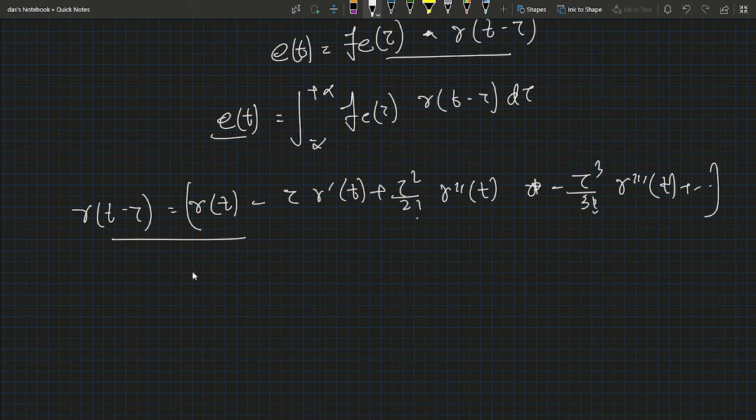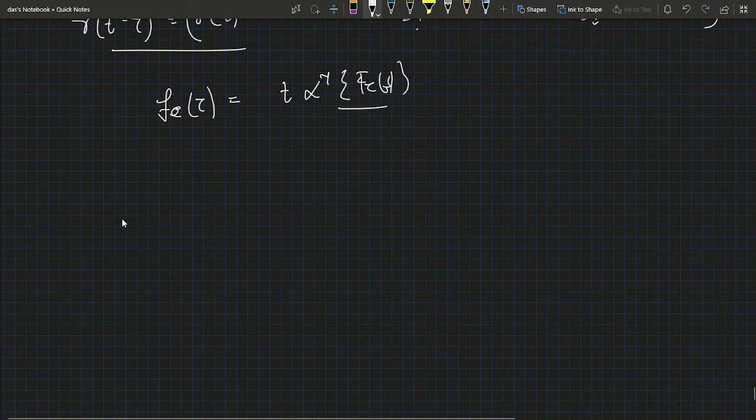And one thing, this Fe(tau) is expressed as the inverse Laplace transform of Fe(s). Here r(tau) is an input function and tau is a time variable, as we already said. So now if we put this value here into e(t), this value is put here.